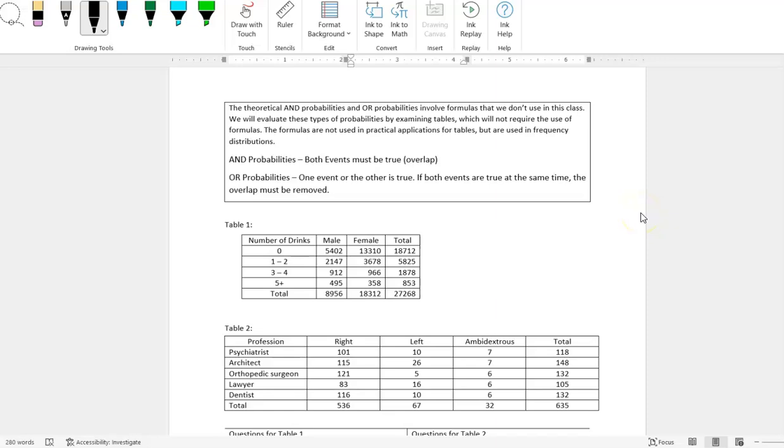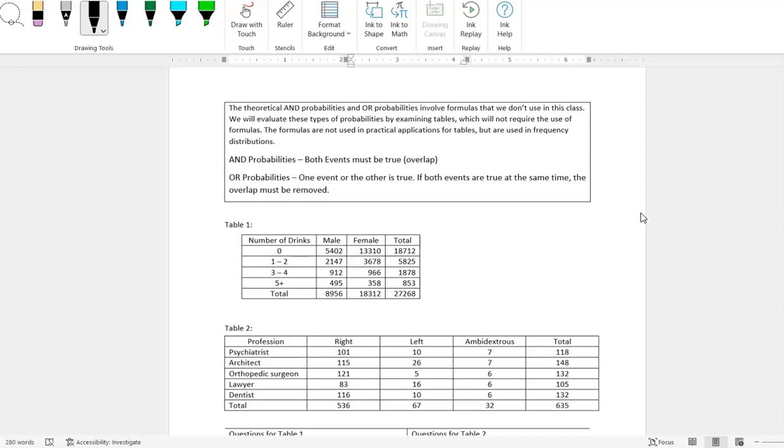We next want to look at finding probabilities based on tables. And just in the box here, the theoretical and probabilities and or probabilities, so there's this idea of ands and ors, involve formulas that we don't necessarily use in this class. We evaluate these types of probabilities by examining tables, and they don't require formulas. So it's more of a thought process than using any kind of formulas.